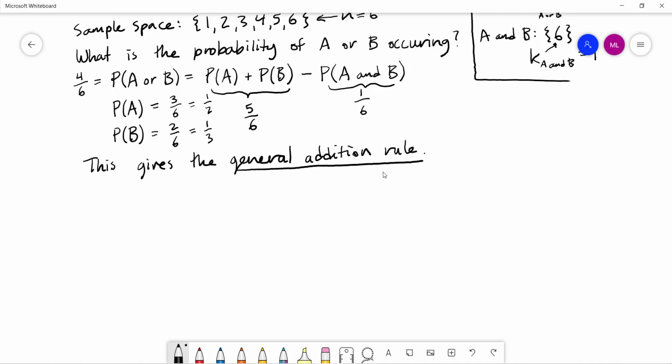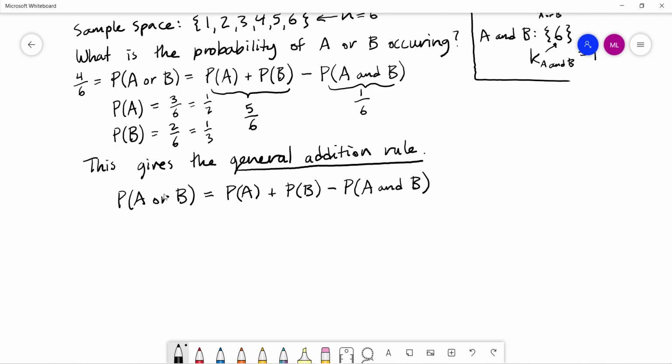The general addition rule says that the probability of event A or B is equal to the probability of event A plus the probability of event B minus the probability of anything that shows up in both A and B. This removes anything that gets double counted.